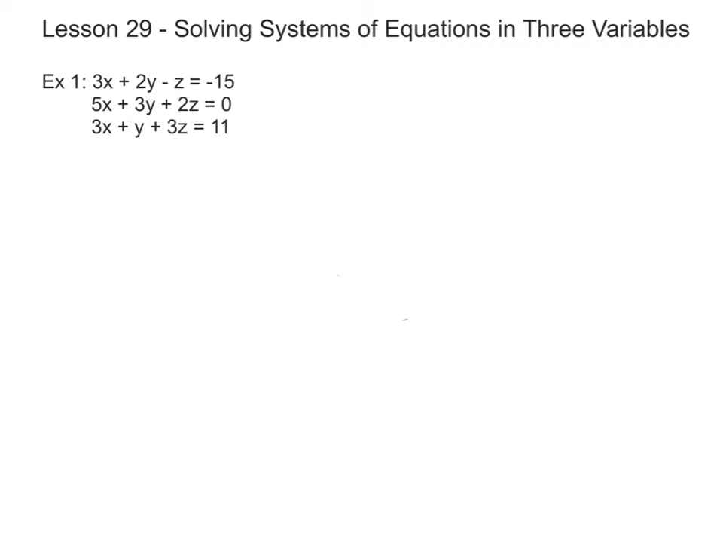Typically we're used to seeing two equations and two unknowns, the x and the y. But notice with these, all of them have an x, a y, and a z. So the process, even though we're going to be using the elimination method, is going to change just slightly.